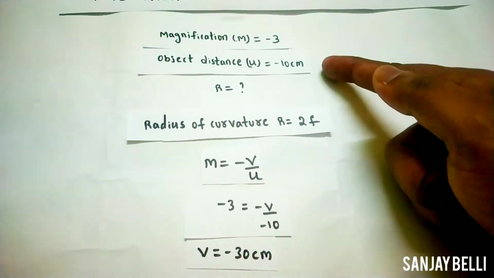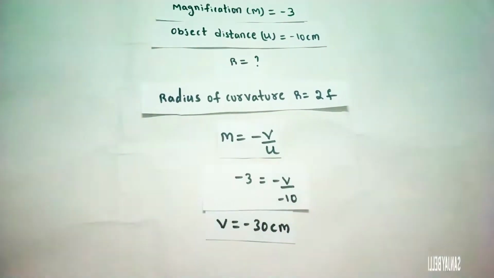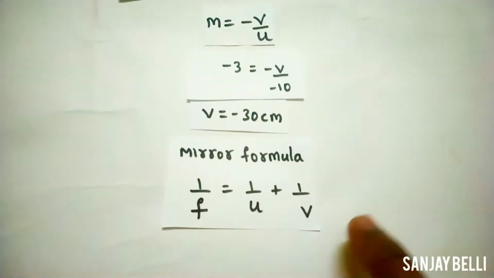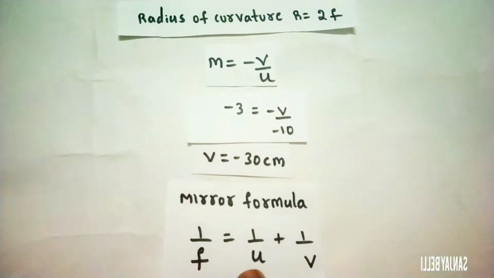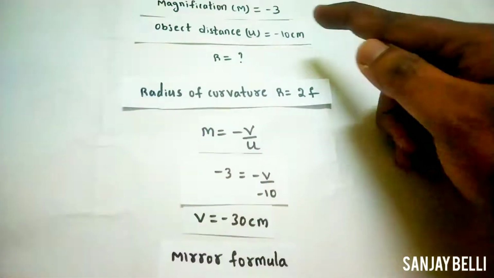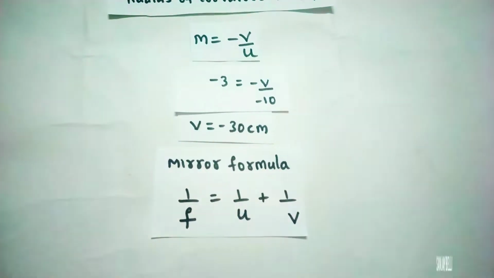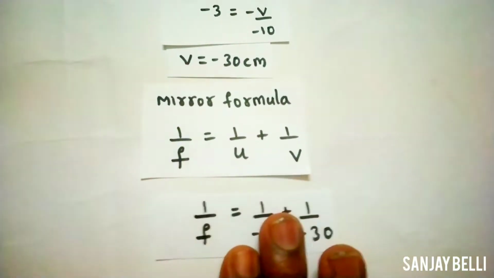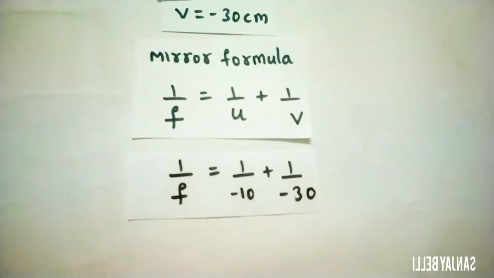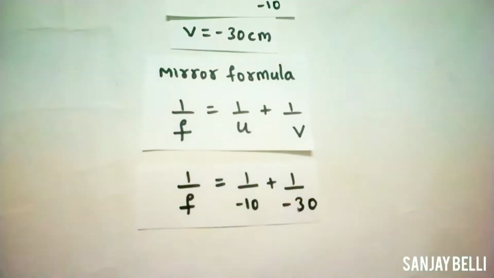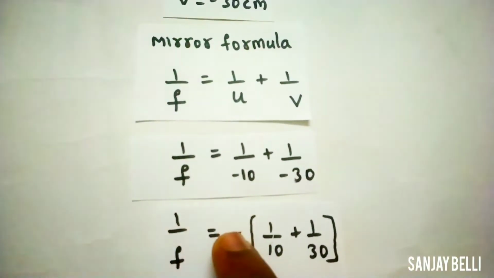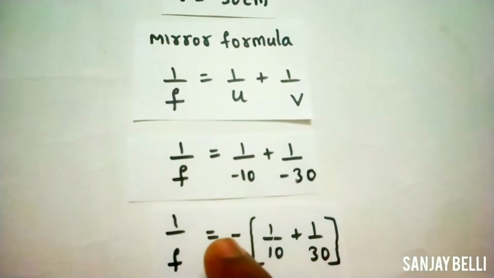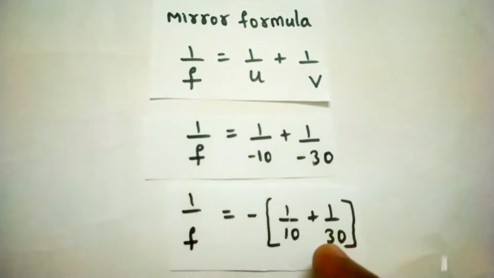Now you have u and now you have v. By using the mirror formula, we can find the focal length. So 1 by f equals 1 by u plus 1 by v. What is your u value? Minus 10. What is your v value? Minus 30. That is 1 by f equals 1 by minus 10 plus 1 by minus 30. Both are negative, so I am taking a minus common. When I take minus common, 1 by 10 plus 1 by 30, because minus into plus 1 by 10 is minus 1 by 10, minus into 1 by 30 means minus 1 by 30.